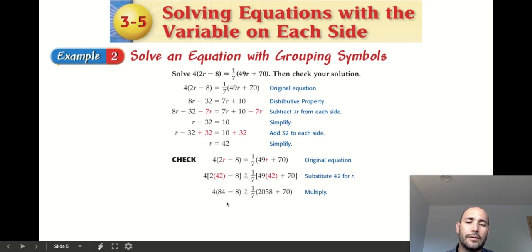And now I'm just going to go ahead and simplify each side. So here I'm going to start off by doing what's in the parentheses. 84 minus 8 gives me 76. And 2058 plus 70 gives me 2128. And then the last part is multiplying. 4 times 76 is 304. 1/7 times 2128 is 304. Both sides check out. It does, in fact, prove that the solution is 42. So this solution was correct.